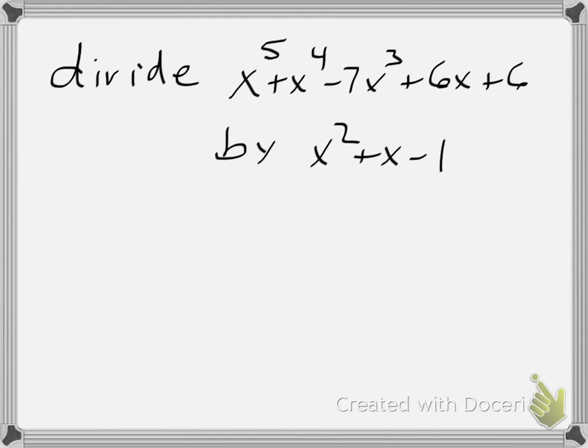Hello everyone. In this video I'm going to be using long division. I want to review how to use long division to divide my dividend of x to the fifth plus x to the fourth minus 7x to the third plus 6x plus 6 by the divisor of x squared plus x minus 1. I'll be using long division instead of synthetic because my divisor is not in the form x minus c. It has an x squared.